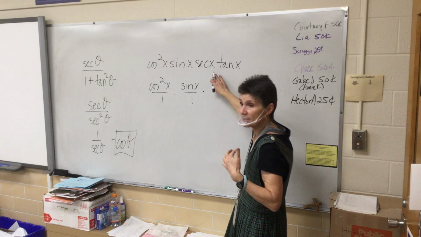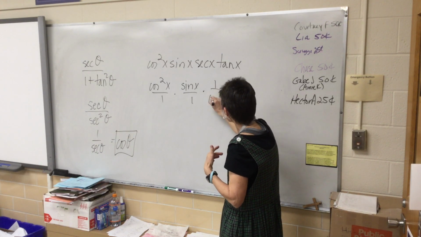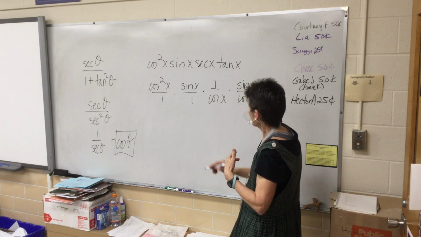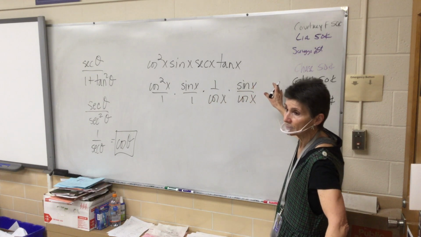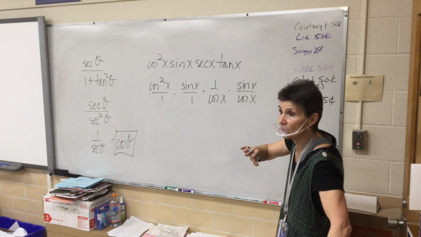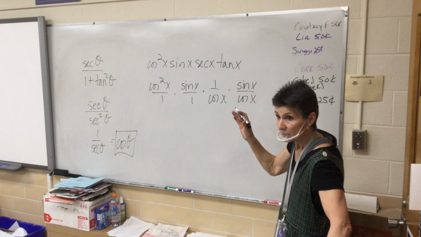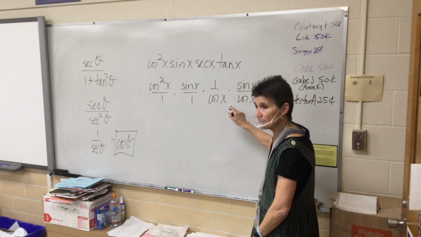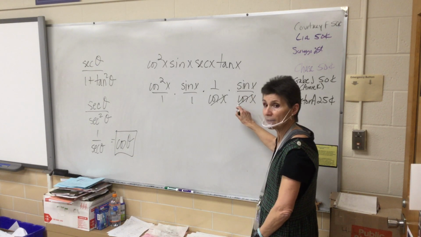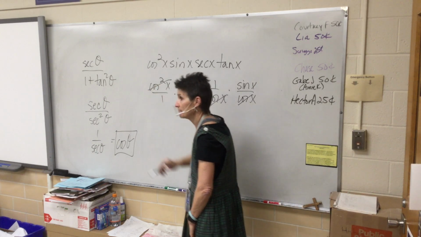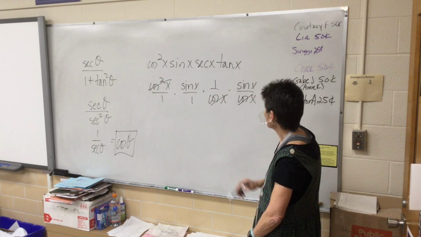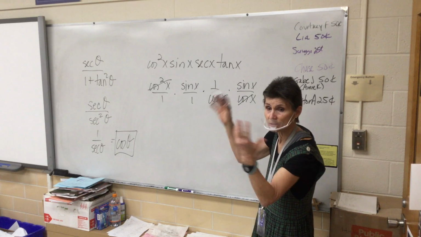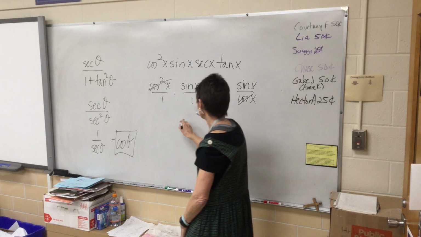All right, and then what did you do with this? I made it 1 over cosine. Okay, and then sine over cosine. Perfect. And they're all multiplied together, so you're allowed to cancel, right? Anything you want. So notice, what do you have down here in the bottom? Cosine times cosine, right? That's going to cancel with that. Now, do these two cancel? No, because they're both on the top. So what's the answer? I'm done canceling, so the answer is sine squared.